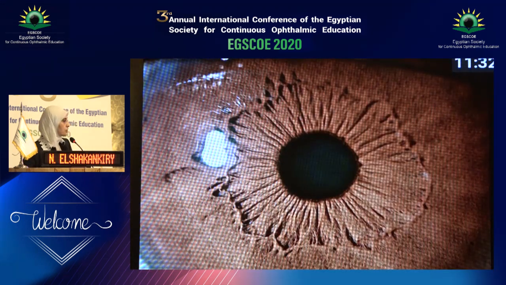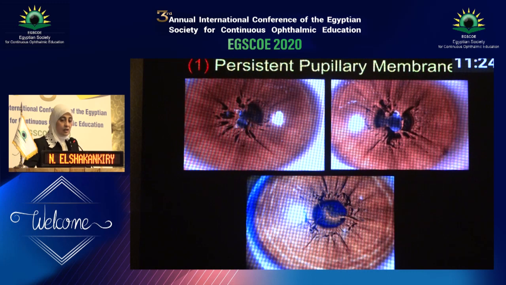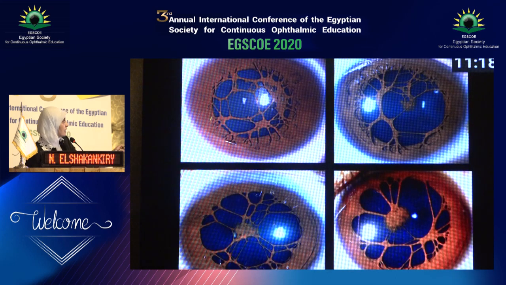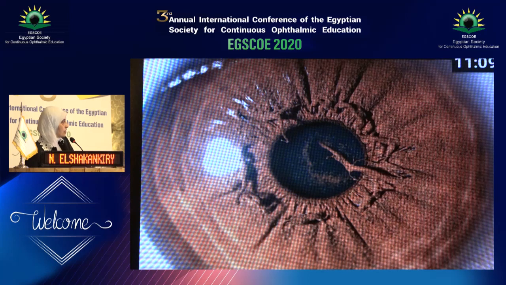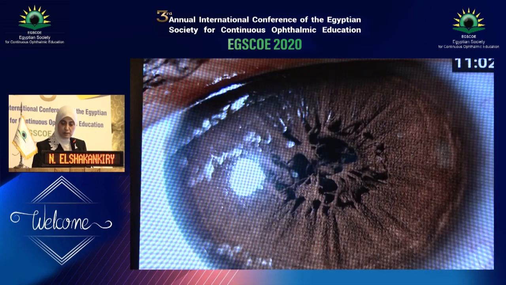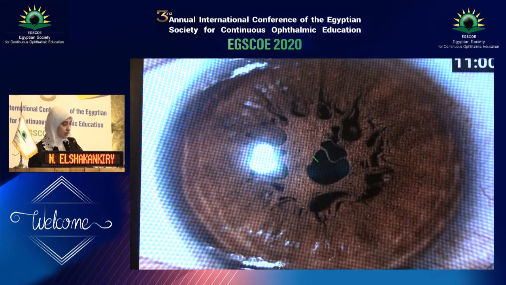This is the normal feature of the iris and the pupil and the collarette, and usually emerges at the level of the collarette. Persistent pupillary membrane may affect vision or not. It may be adherent to the lens surface or may be non-adherent. The extent of this persistent pupillary membrane may be so minimal like that. It may be mild, moderate, or severe.